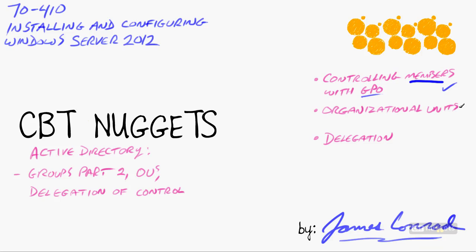We also will take a look here at organizational units. Now, we've already created those in the past and worked with them some, but we'll get into some more details about how they're used. And then we'll take a look at the delegation of control wizard, which is really a way of setting permissions on organizational units, giving users some level of administrative control.